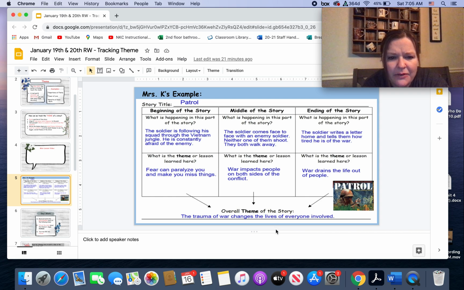And so I kind of looked, well, do I notice anything that's in more than one place? Fear can paralyze you and make you miss out on things. War impacts people on both sides of the conflict. War drains life out of people. So I kind of felt like all of that goes into this about, man, everyone in war gets affected in negative ways.